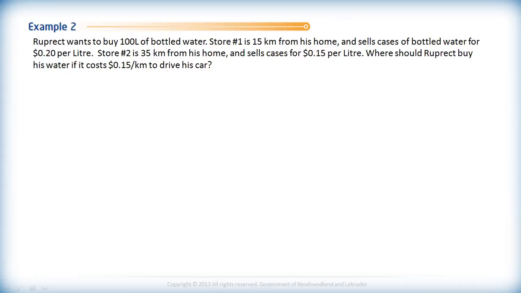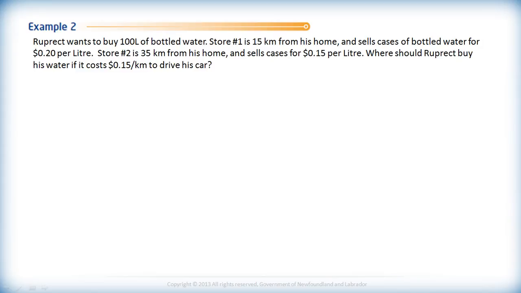Ruprecht, oh, nice name, wants to buy 100 liters of bottled water. Store number 1 is 15 kilometers from his home and sells cases of bottled water for 20 cents per liter. Store number 2 is 20 kilometers from his home and sells cases for 15 cents per liter. Where should Ruprecht buy his water? It costs 15 cents per kilometer to drive his car.